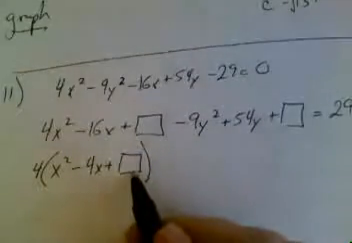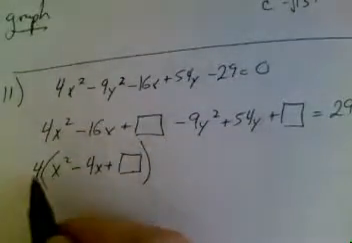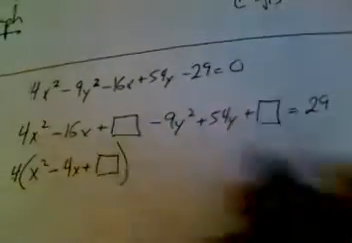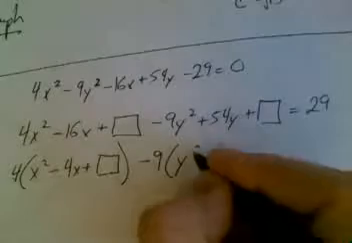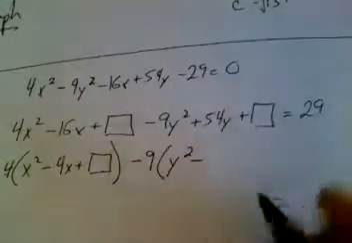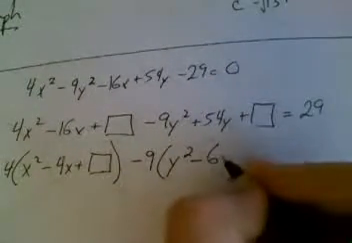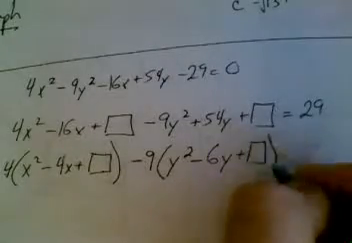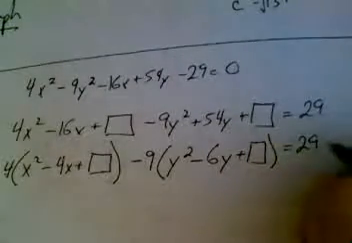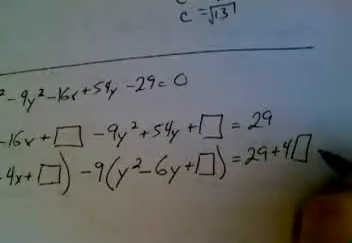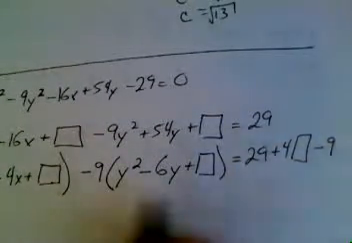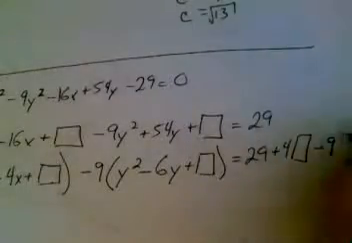Okay, remember the number that I'm going to add here? I'm also going to multiply it by 4 and add it to the other side. I'm now going to factor out a 9 from all my terms with y. So it's y squared minus, when I factor out a 9 from 54, I get 6y plus some number again. And this is equal to 29 plus 4 times some number, minus 9 times some number.